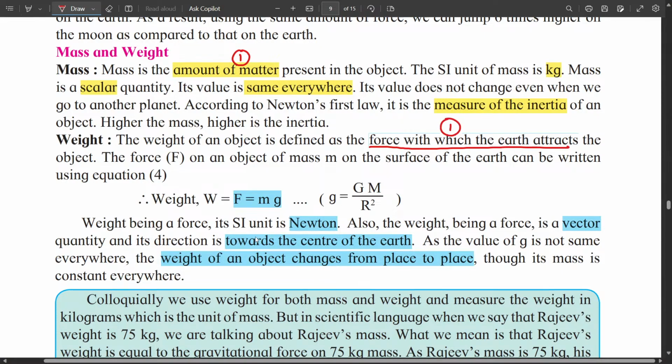Second point is the unit of mass is kilogram, unit of weight is Newton. Then mass is a scalar quantity, whereas weight is a vector quantity. Finally, mass is the same everywhere, whereas weight changes from place to place. So these four differences you can state.